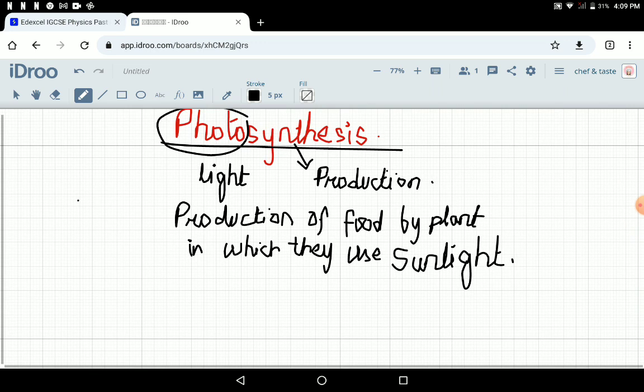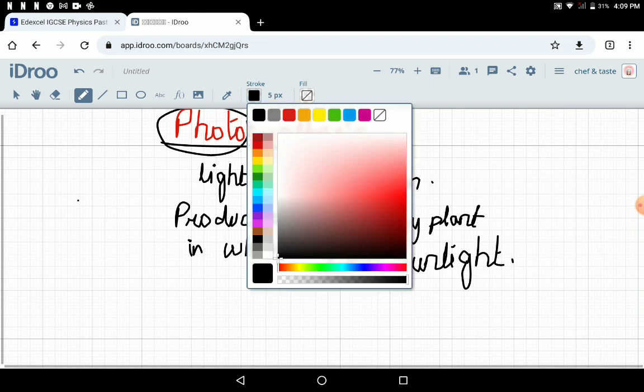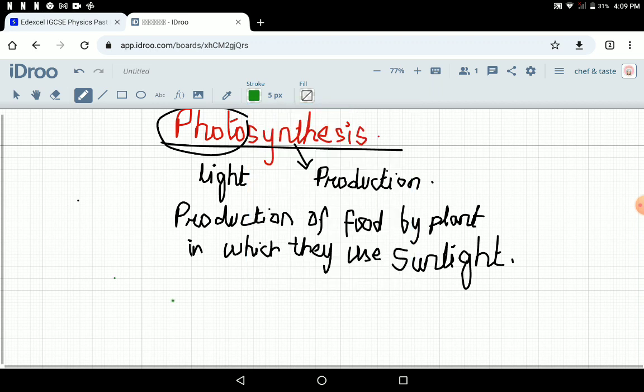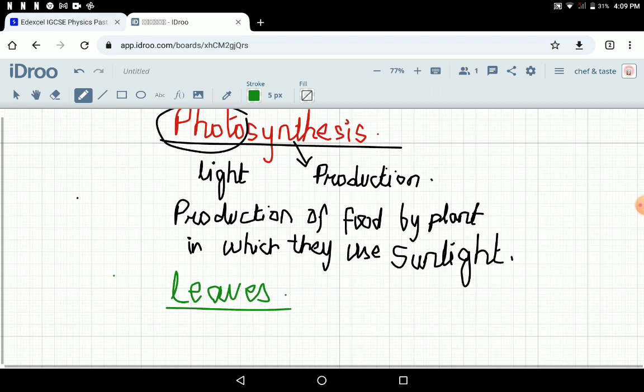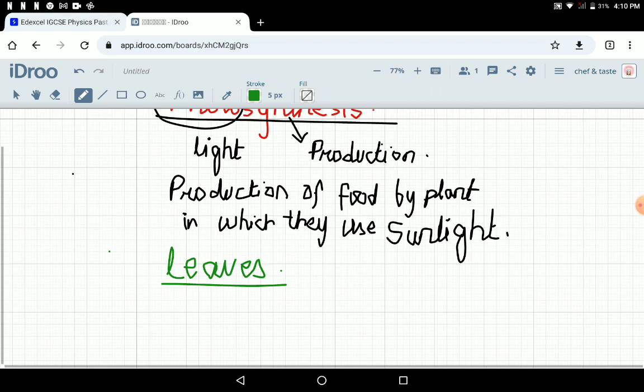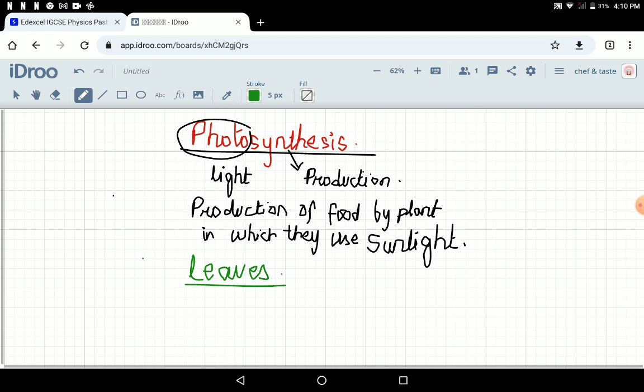And this photosynthesis will take place in leaves specifically. We will discuss later on why leaves are adapted for photosynthesis. What are the features which make leaves best for photosynthesis? Leaves have a lot of features which enable them to undergo photosynthesis. We will discuss it later on. First of all, we will discuss the requirements of photosynthesis.